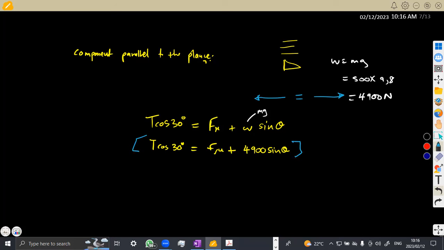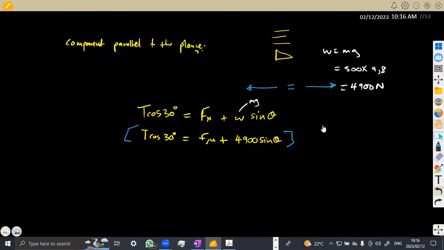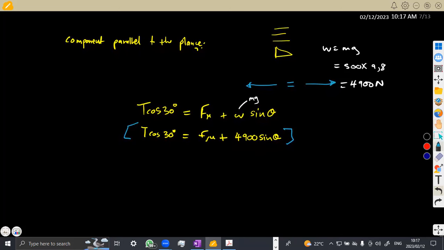It's going to be an interesting question, the way it looks here. All right, but let's leave it like that. Let's go to the perpendicular. All right, let's move on to the perpendicular. So these are the components, sorry. So we now move components perpendicular to the plane.